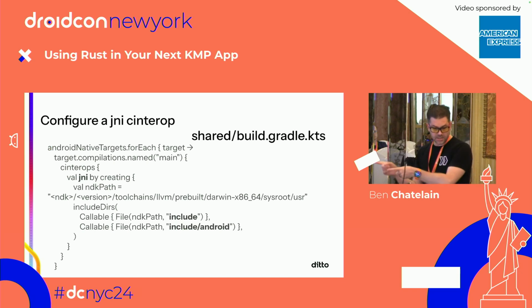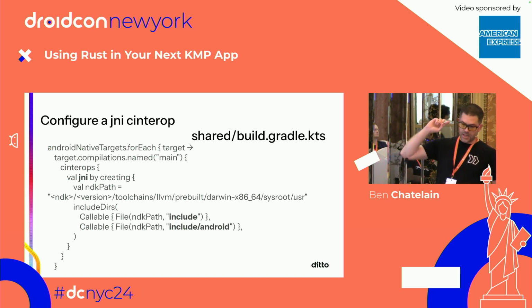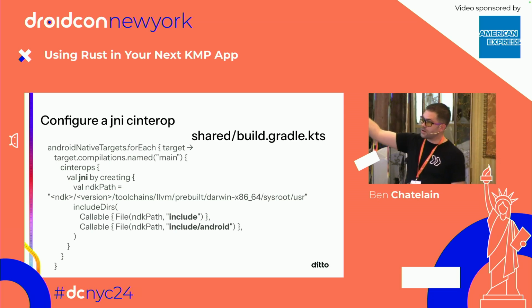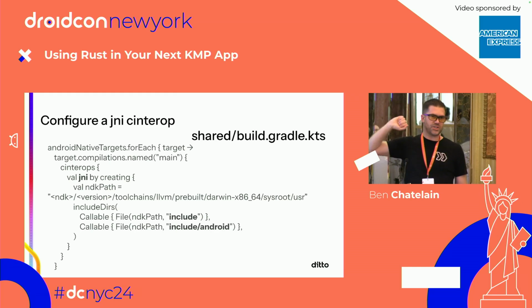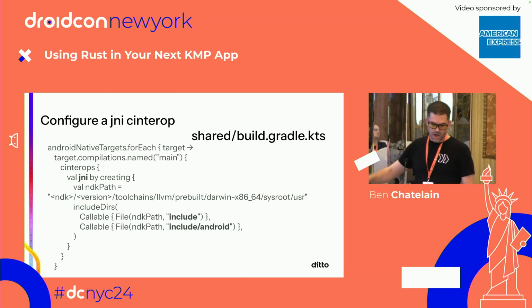Okay, so this is the ugly part. In the Android native targets back in your Gradle file, you do have to configure a new C interops thing. This is saying, here is my JNI implementation. The NDK path here, this is another hack. You would want to make this more dynamic per architecture. Instead of doing for each, you'd have to configure it by architecture.